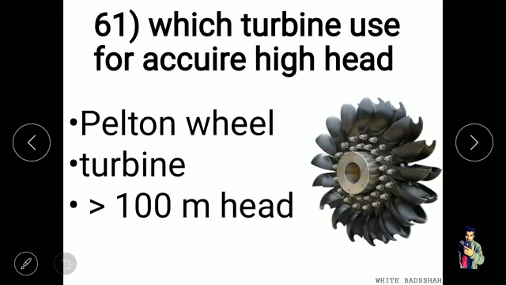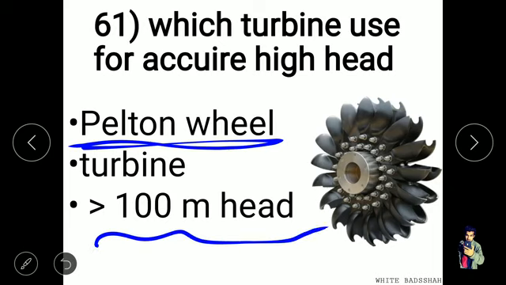Which type of turbine is used to require high head? The Pelton wheel is able to give a high head, greater than 100 meters, and this is the image of the Pelton turbine.